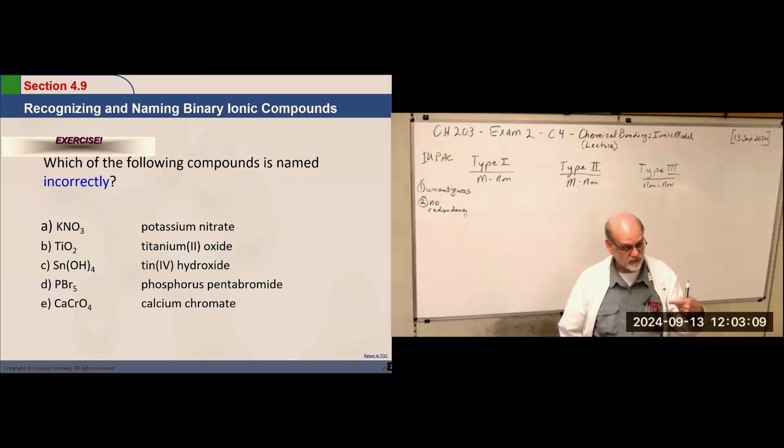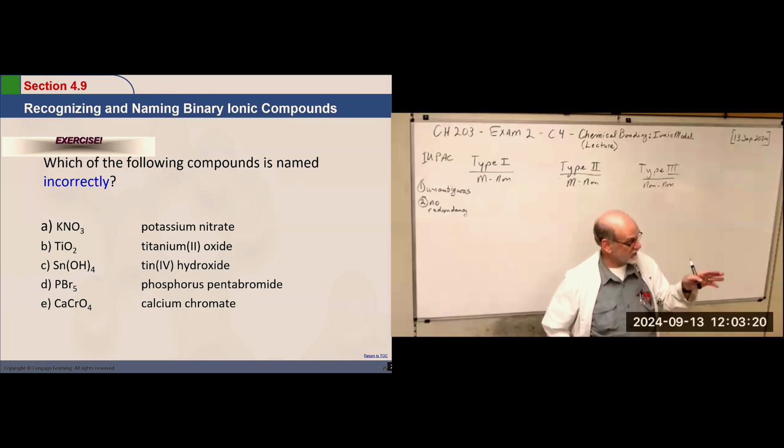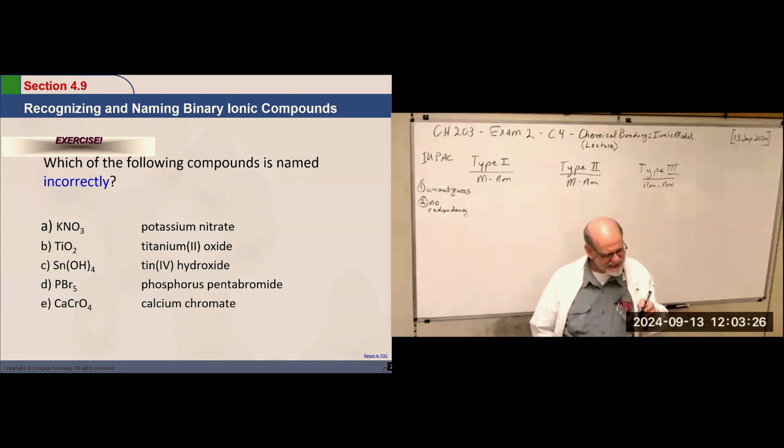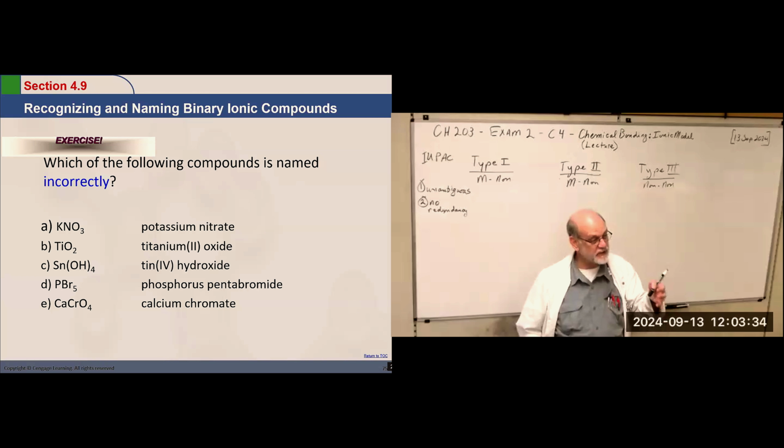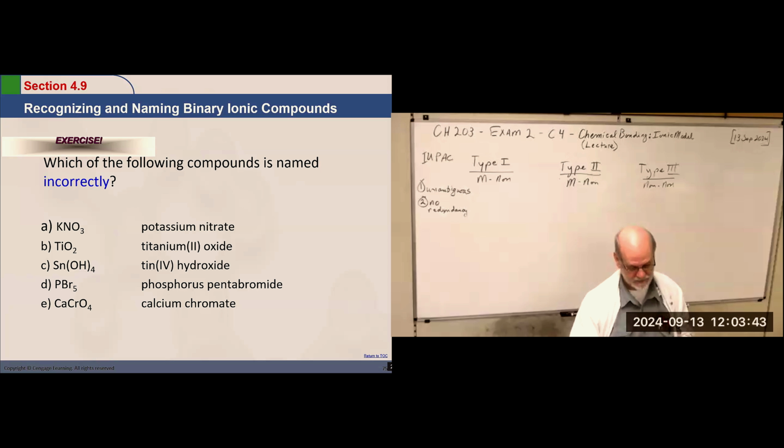Titanium and oxide. Right? Titanium is a transition metal, and it's not zinc, cadmium, or silver, so it has the possibility of multiple charges. So we look at TiO2 and say, okay, oxygen is a 2- charge times 2 is a -4. So we have to balance the titanium with a +4, right? The name says titanium 2. That's wrong. It needs to be titanium 4 oxide.